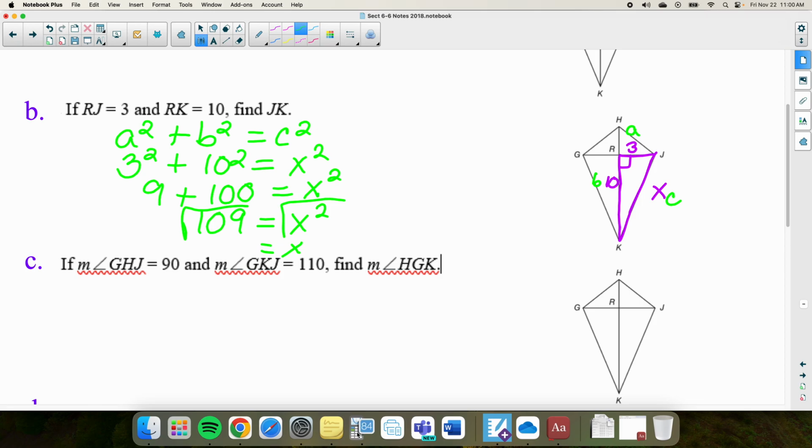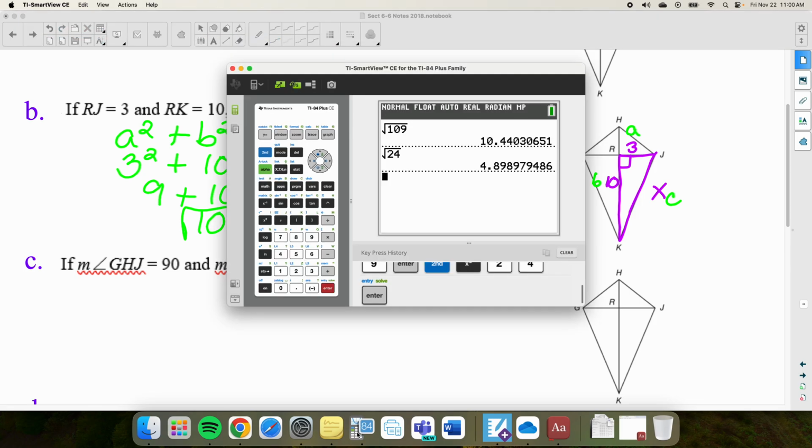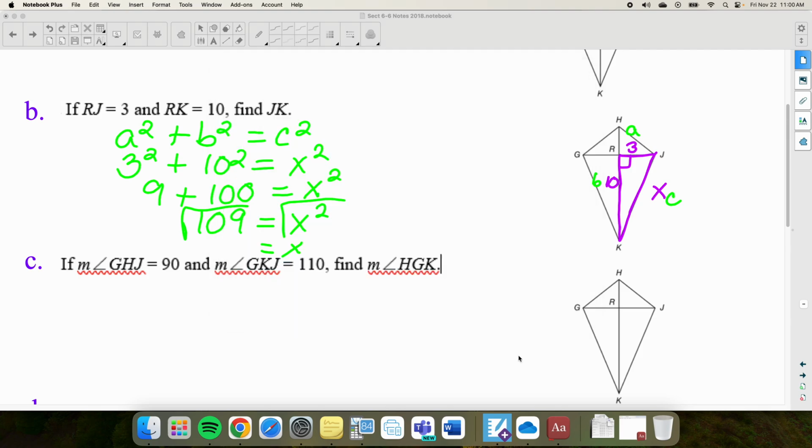So if I go to my calculator, actually you'll see I did this last hour. The square root of 109, we're gonna round to 2 decimal places, so it's 10.44. So whenever you have to round in this class, always do it to 2 decimal places.